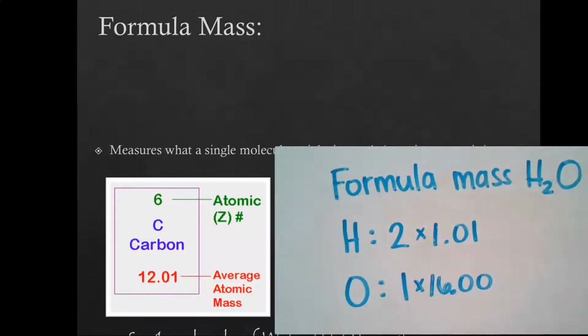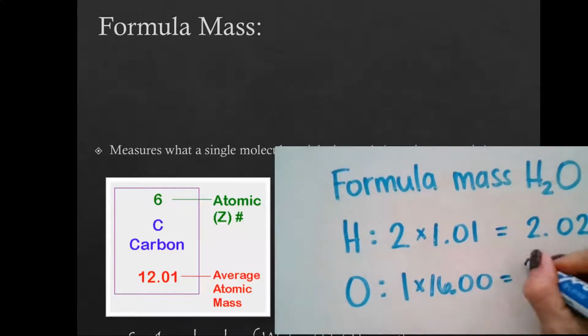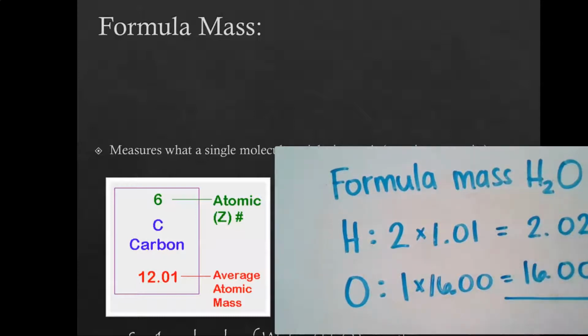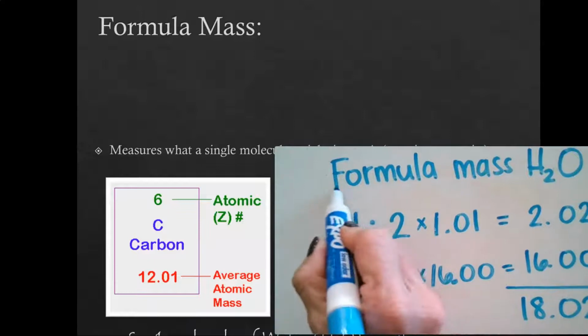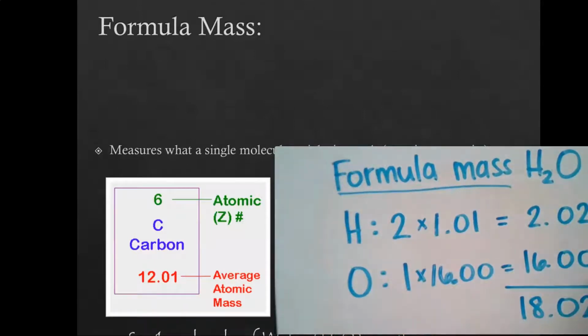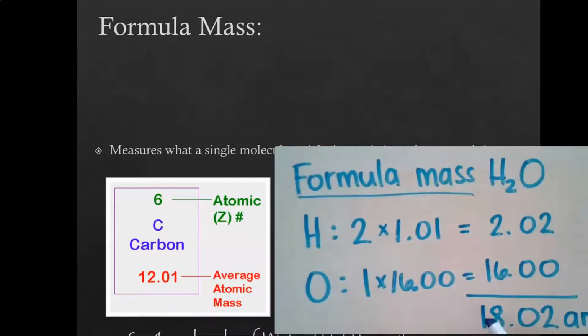The formula mass for water is going to be 2 times 1.01 and 1 times 16.00. So I'm going to do my subtotals here. This is 2.02 due to hydrogen and 16.00 due to oxygen. Now I'm going to add those up and I get 18.02. And because I'm finding formula mass, I know that my unit for this is AMU, or atomic mass unit. So I have my answer of 18.02 AMU, and that is the answer.